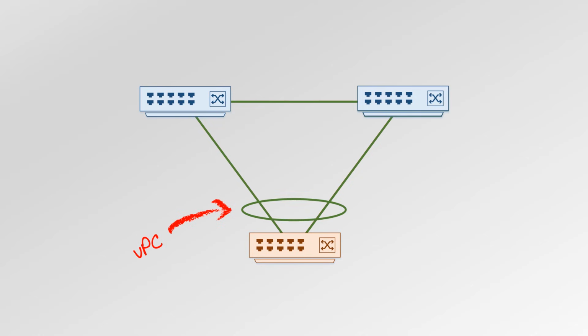Like EtherChannel, VPC is a Layer 2 technology. Frames may be sent over any link. Frames are not duplicated over links to both switches. As we'll see a bit later, this would be really bad.